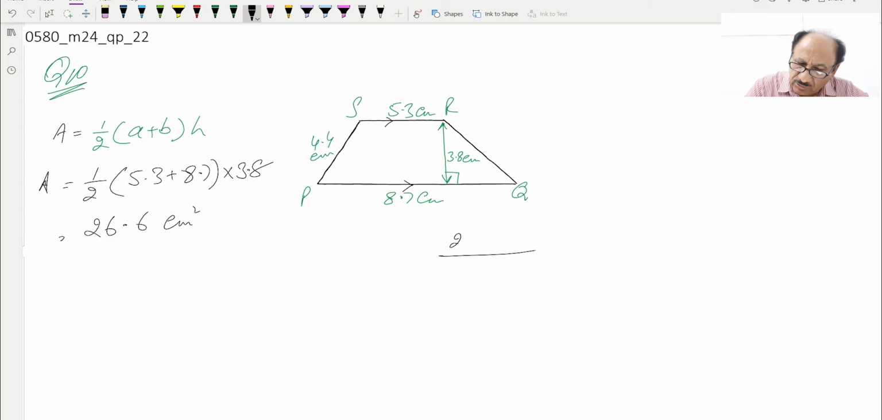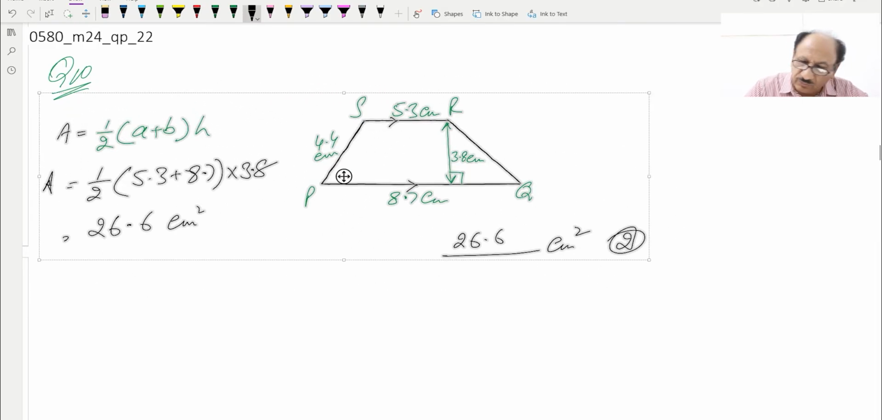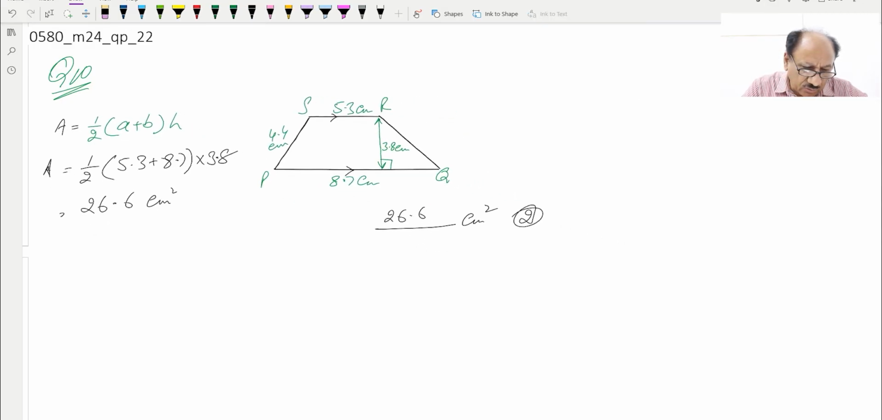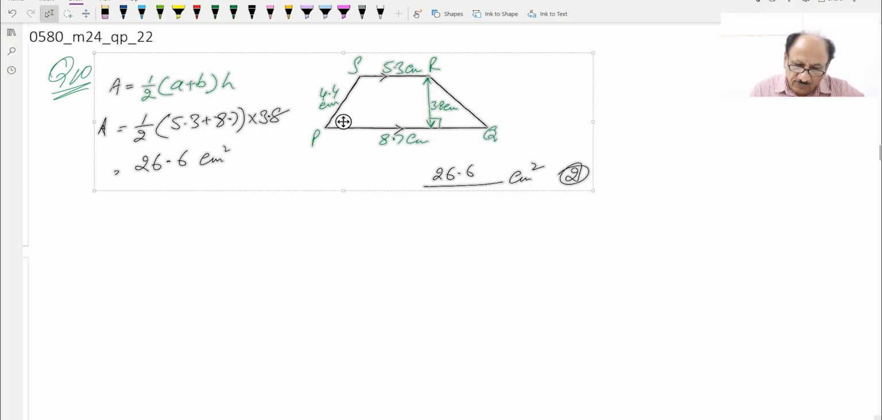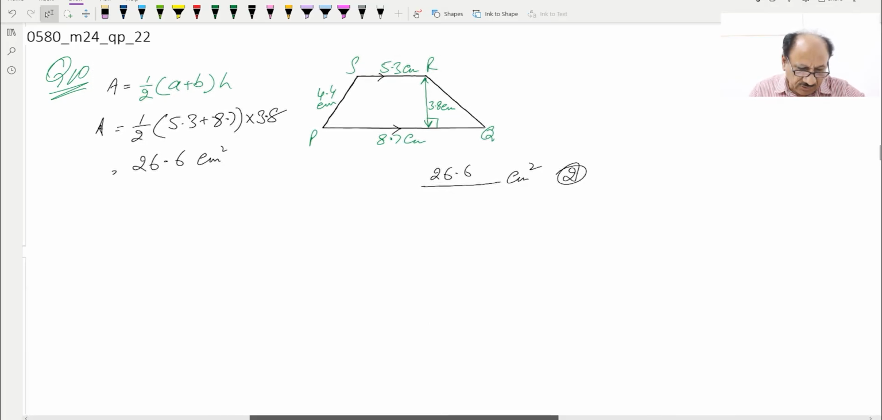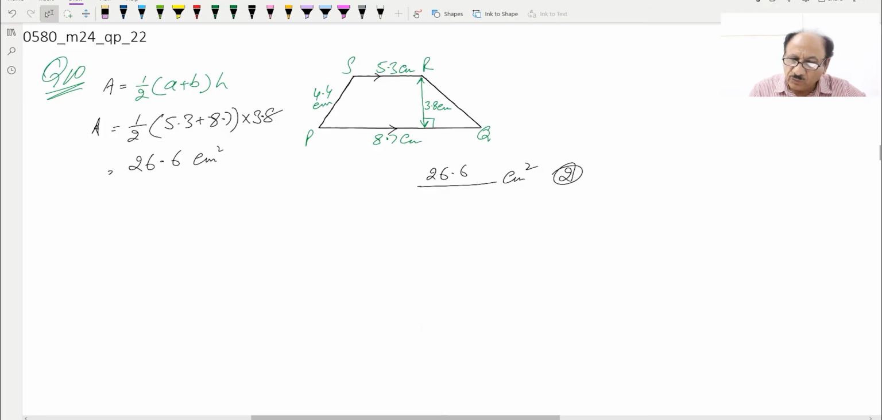So this will be 26.6 centimeters square, and this is a 2 marks question which we have properly done. With proper working, you will have to solve the questions so that you will not be losing marks. So follow the method, follow the procedure and steps also you need to follow to get full marks. Many students are losing marks because they are just skipping steps, and skipping steps is always increasing the chances of mistakes as well.